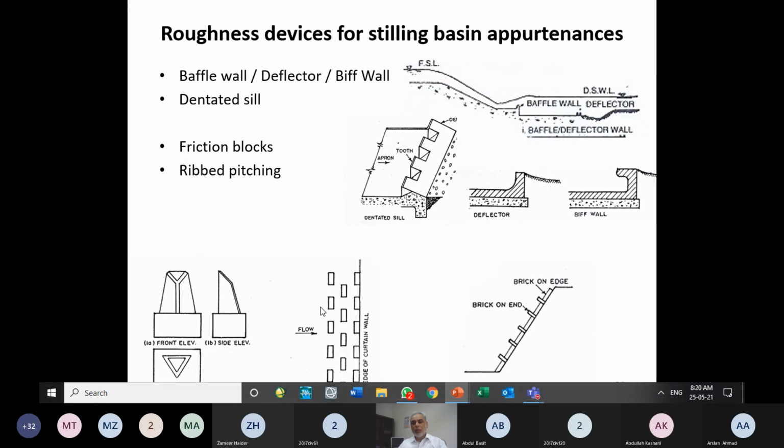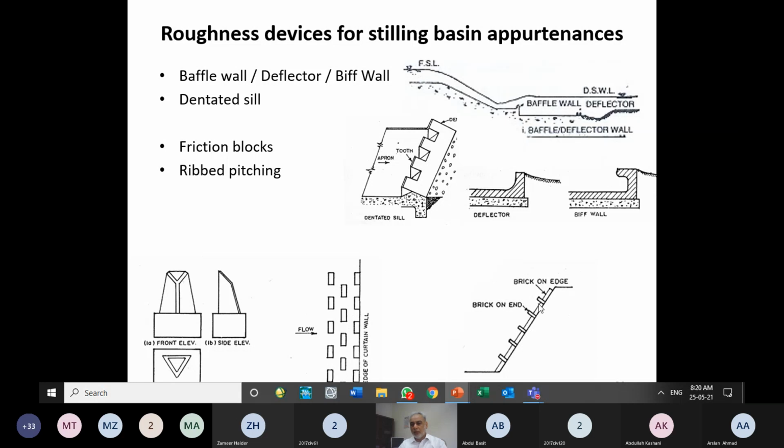In addition to these blocks at the bottom, at the floor, sometimes we use roughness devices on the side of the canal. A part of the canal cross section is being shown to you over here. Half of the canal is shown, the other half is not shown.